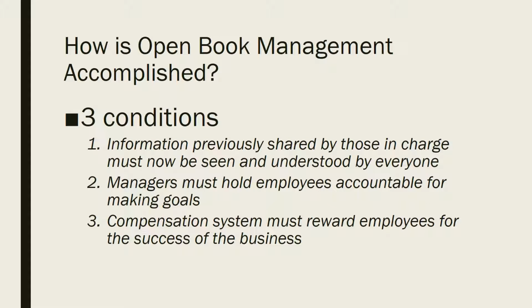We now look at how it's done. According to Case, senior managers must see that three conditions are met. Taken together, these requirements are the building blocks of an open book system. First, information previously shared only among those in charge must be seen and understood by everyone in the organization. Second, managers must hold employees responsible and accountable, not just for scheduling their work or hitting quality targets, but for making their unit's budget or profit goals. Thirdly, in addition to paying employees for their time, the compensation system must reward them for the success of the business.